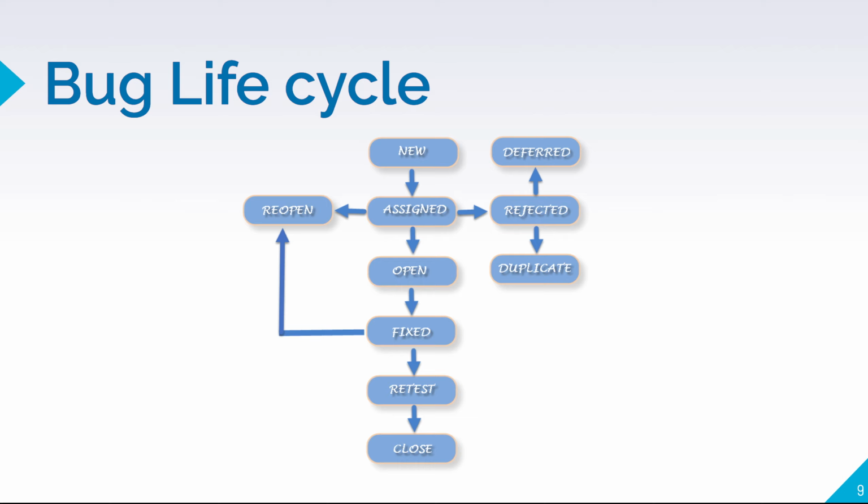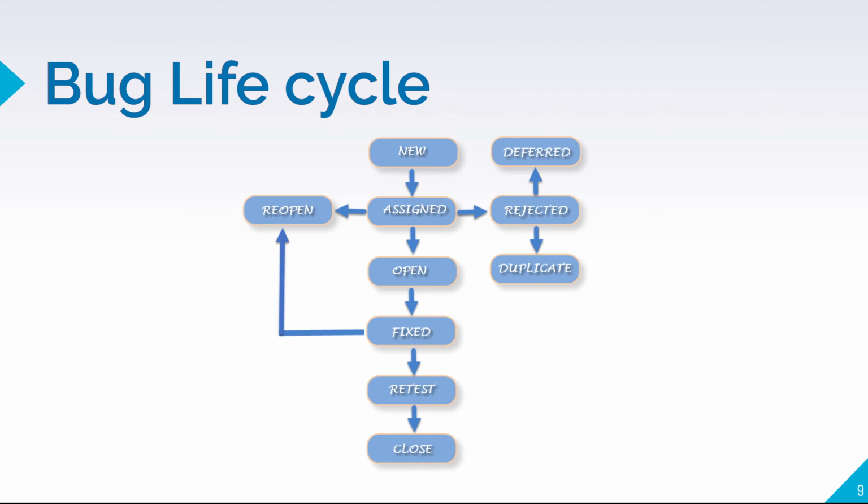First, the defect can directly be assigned to a developer who owns the functionality of the defect, or it can also be assigned to the developer lead. And once it's approved by the developer lead, he or she can further move the defect to the developer. Open. In this state, the developer starts analyzing and working on the defect.